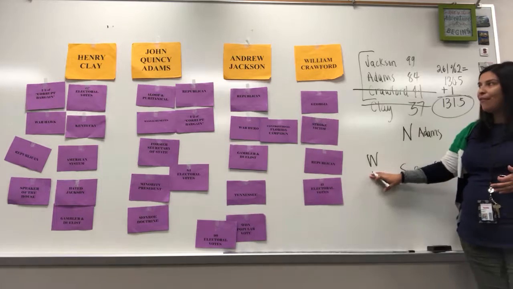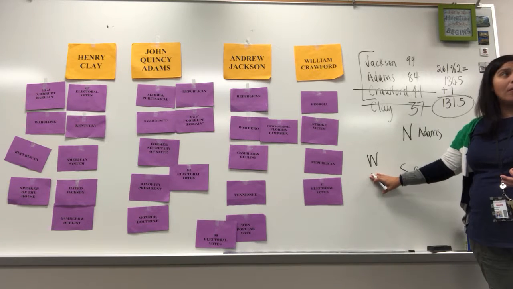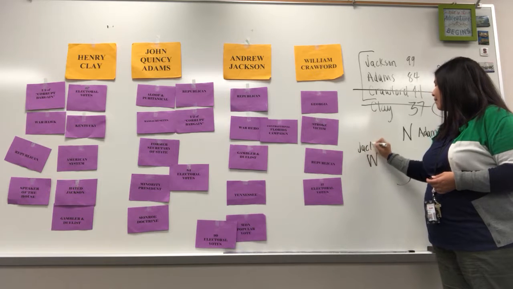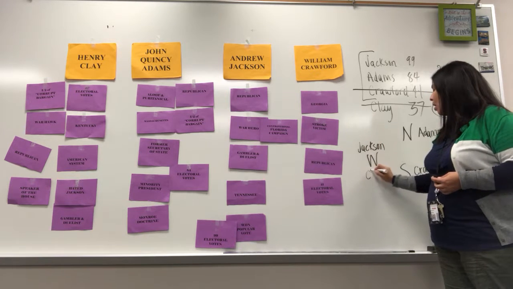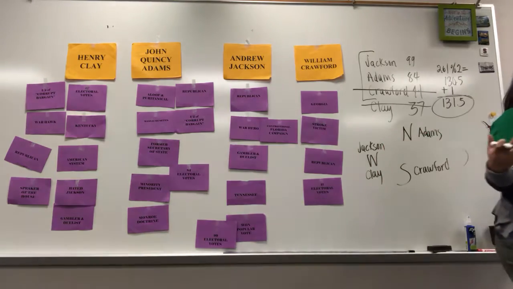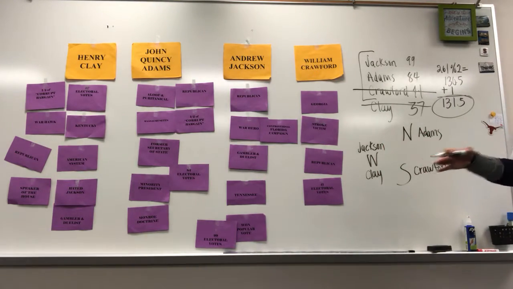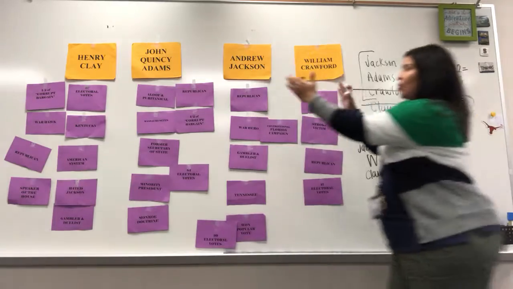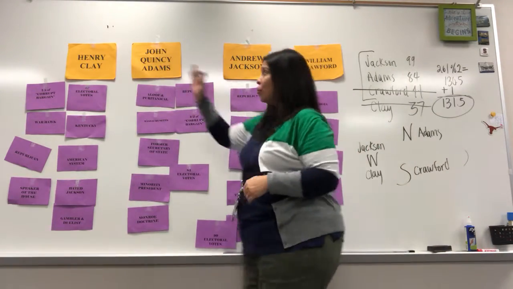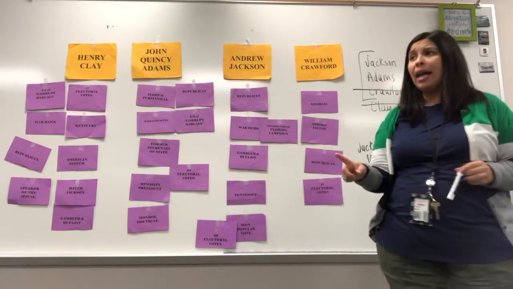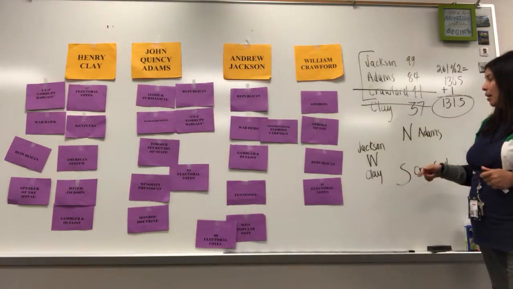So then we have 2 people from the West. Who are the 2 people from the West? Jackson and Clay. I know that they're all Republican, right? Because what has happened to the Federalist Party? Gone. It's dead, right? Hartford Convention. But now I have regional candidates. And so the election is going to be between these 2 guys, but who's controlling the election? And we have to understand why Clay hates Jackson.